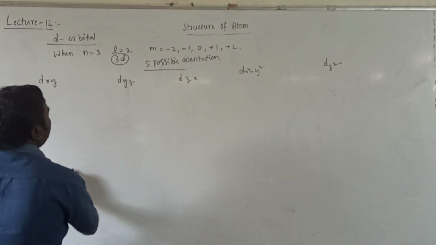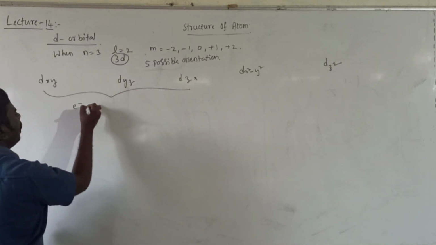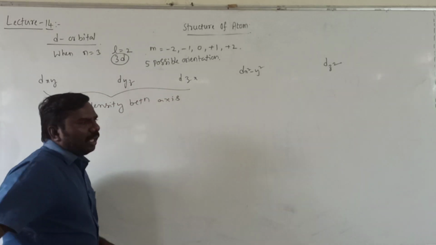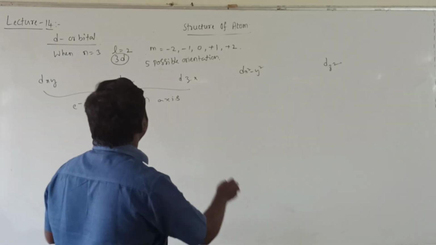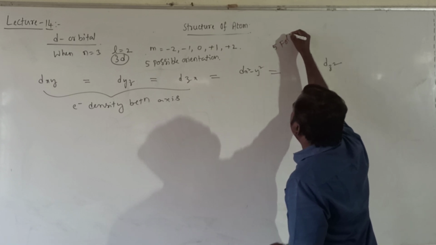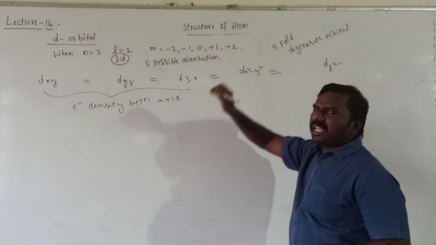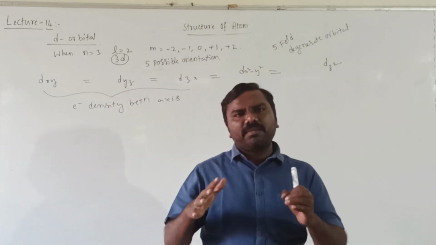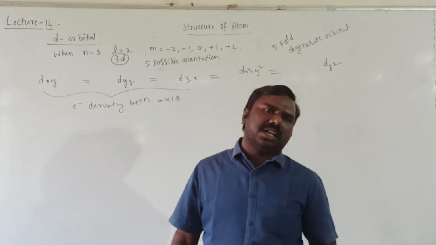In that, electron density in these three is between axes. In p orbitals, those are on the axis, here between the axes. These 5, having the same energy, are named as 5-fold degenerate orbitals. These xy, yz, zx, x square minus y square and z square orbitals having the same energy were named as degenerate. There are 5, that's why 5-fold degenerate orbitals.